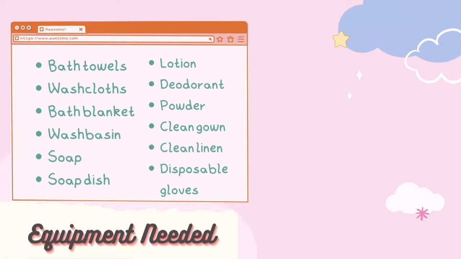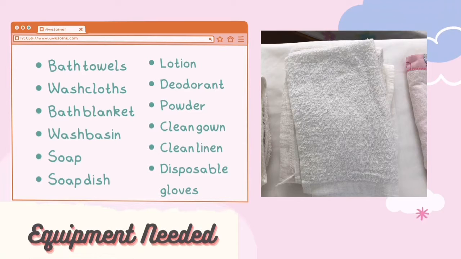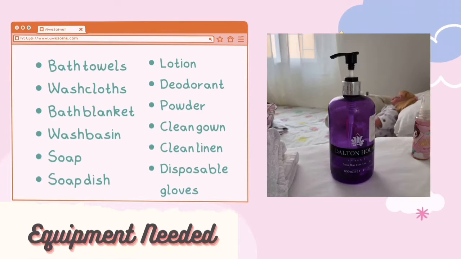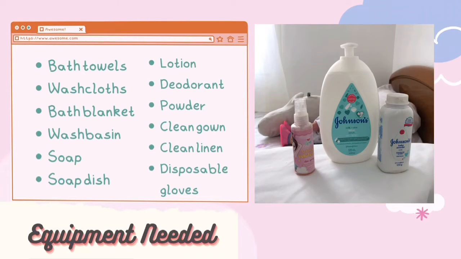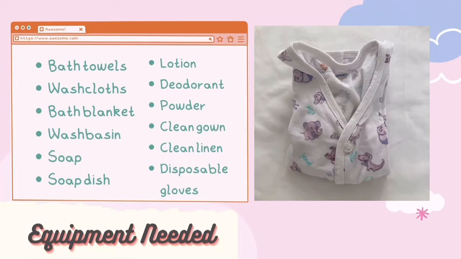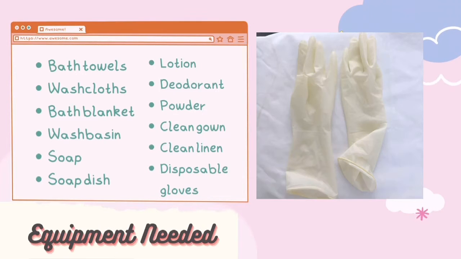For this procedure, you will need the following equipment: bath towels, washcloths, bath blanket, wash basin, soap dish, lotion, deodorant, powder, clean gown, clean linen, and disposable gloves.